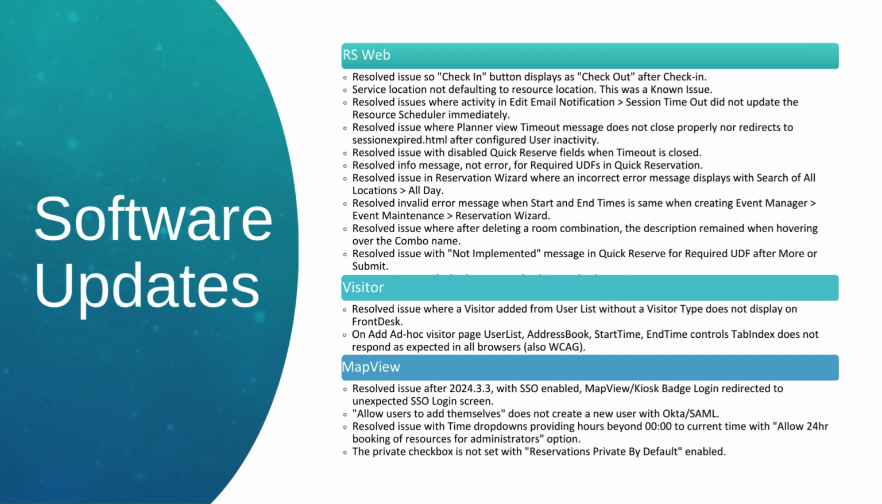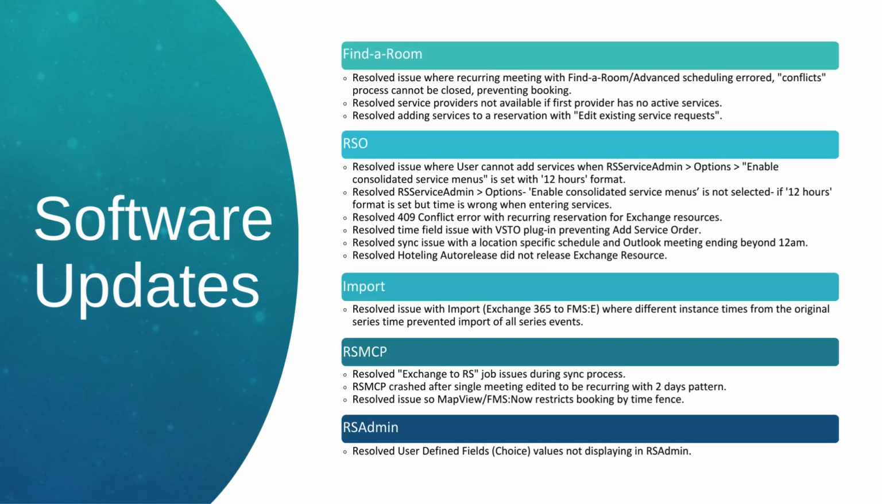A bug in the planner view was also fixed. Now the timeout message in the planner view will close properly and redirect the user to the session expired page after the configured inactivity limit. A bug was fixed in the Find a Room plugin where a schedule conflict error message was preventing booking in the advanced scheduling page. Also, a sync issue was resolved when booking in Exchange past 12 a.m.